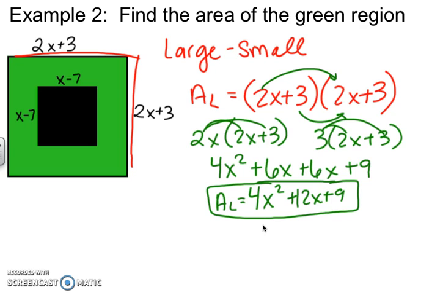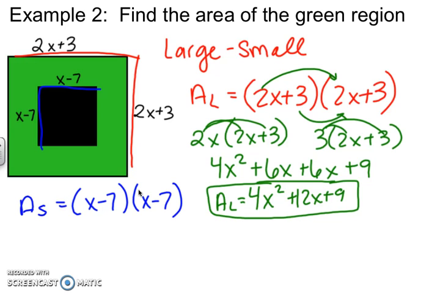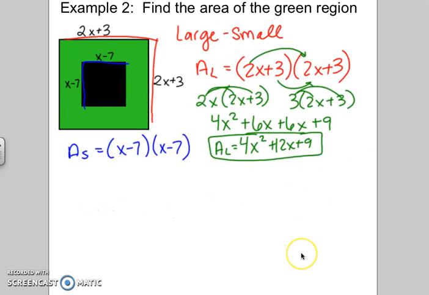Okay, so now I need to find the area of the small one. Here's my length and my width. So I would say x minus 7 times x minus 7. Okay, got another binomial times a binomial, so I'm going to do this step in my head real quick.